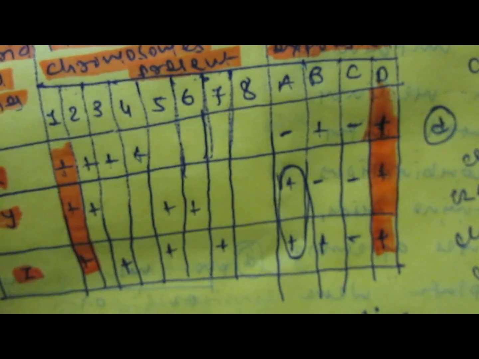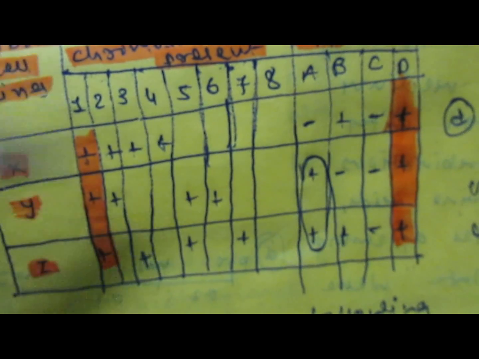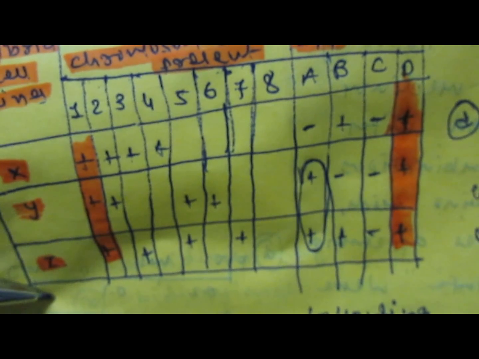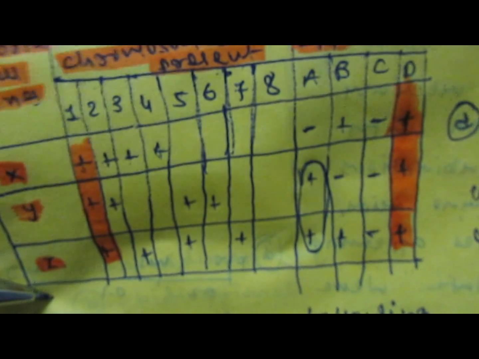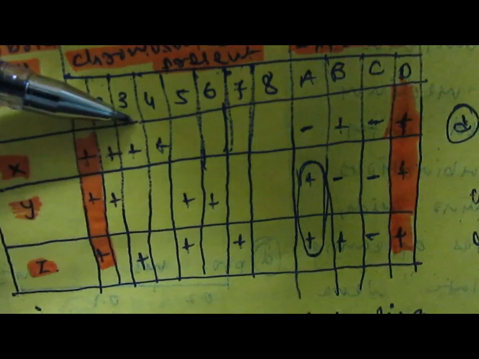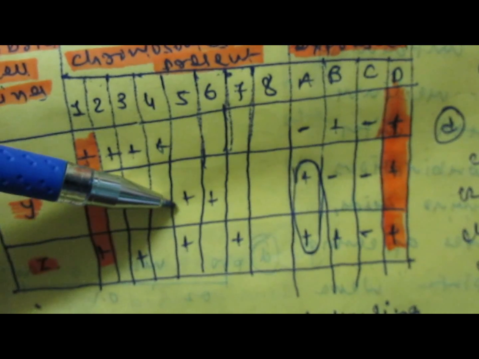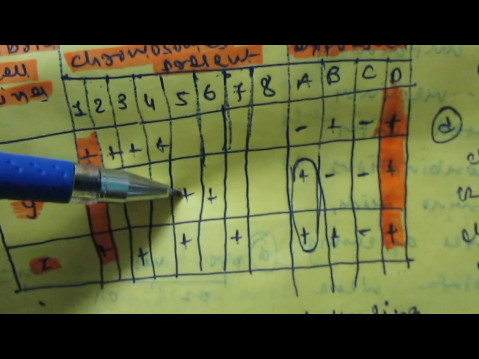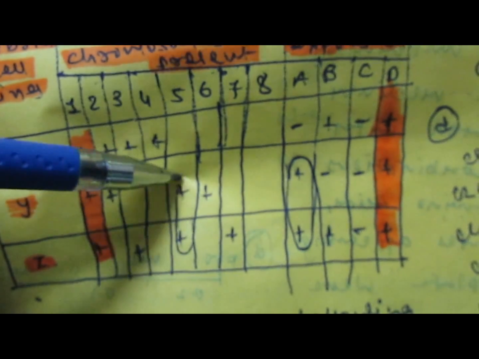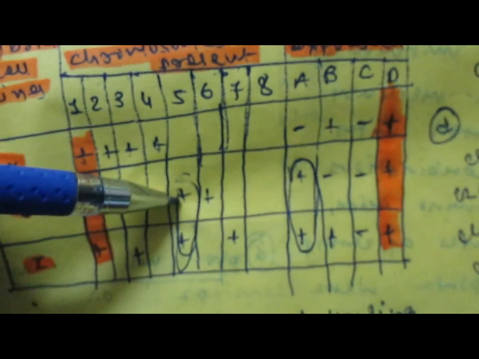Now gene product A is only present in cell lines Y and Z. So we have to find the chromosome number in which this gene product is present in both cell lines. So yes, we can find the fifth chromosome, which is present in both Y as well as Z cell lines. So it clearly indicates that gene product A is present on the fifth chromosome.